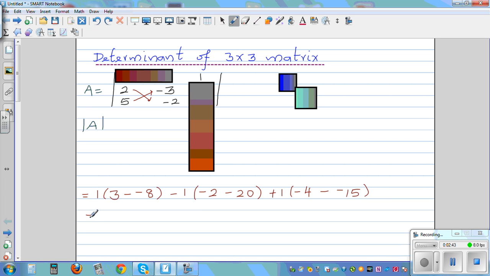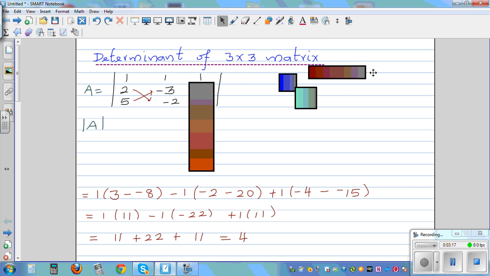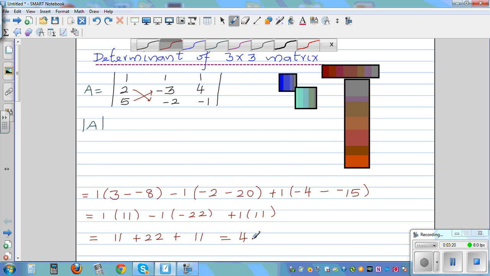So this is 1 times 3 plus 8 is 11, minus 1 times minus 22, plus 1 times, so this is negative 4 plus 15 is plus 11. So this is how much? This is 11 plus 22 plus 11, which is 44. So the determinant of this 3 by 3 matrix is 44. Let me write 44.